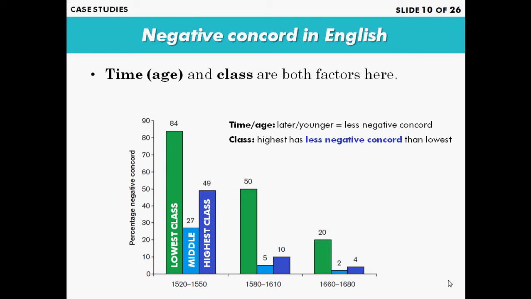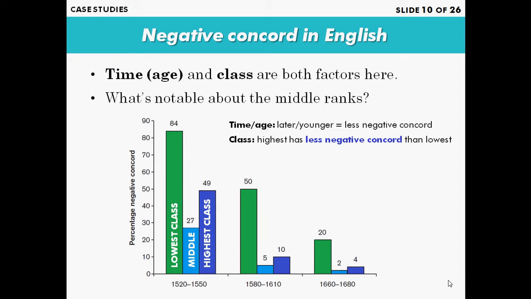But across all times, there's also an effect of class. Right? So we compare the lowest class and the highest class. In 1520, we've got the lowest class using negative concord 84% of the time, and the highest class using it only 49% of the time. If you go ahead to 1660, we've got the lowest class using it 20% of the time, and the highest class using it 4% of the time. So they're both using it much, much less, but we still have that asymmetry where the lower class is using it more and the higher class is using it less.